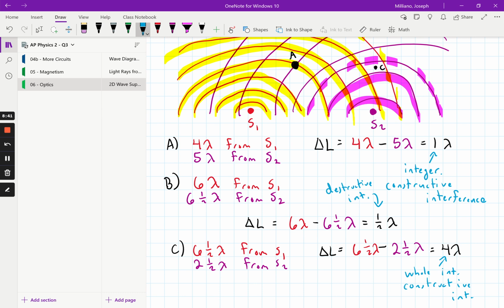All right, so that is looking at wave interference and when waves constructively and destructively interfere when we are considering two wave sources for waves that are two-dimensional.